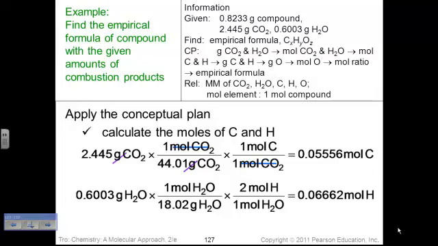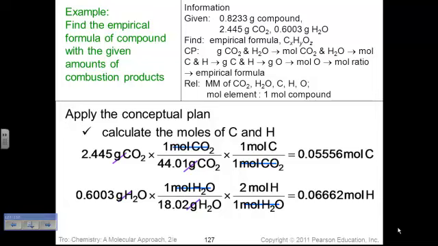Converting the mass of water into moles of water, we use the formula weight of H2O. Notice that we had mentioned in the formula for water, there's 2 H's for every water. So that second conversion shows 2 moles of H in every 1 mole of water. There's 2 H's in a water molecule. 0.0662 moles of H. See now how we've identified the number of moles of each of our carbon and hydrogens.